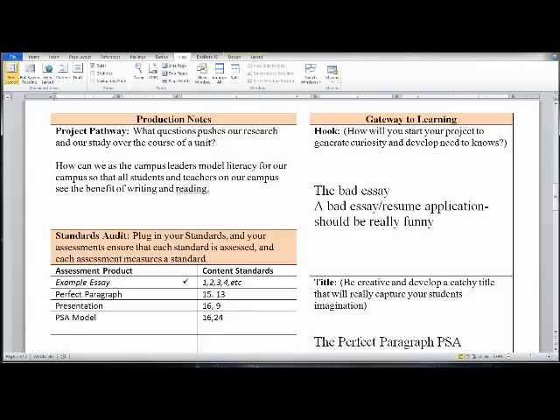So when you're looking at your project pathway here, it's the essential question. It's what drives your research through the entire unit. If you're not mentioning your essential question at least every other day, I'm not going to say you're not doing it right, because there's no one right way to do it, but you're missing an opportunity to enhance your students' understanding. All right, so the gateway to learning over here now, the hook.